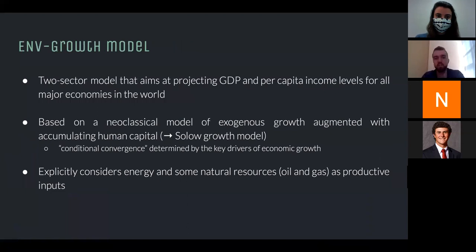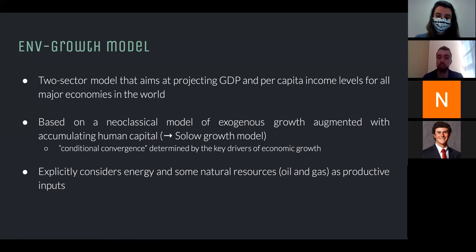Okay, so now we'll talk about the ENV growth model. This growth model is based on OECD methods of economic environmental modeling. So what is it? This is a two-sector model that aims at projecting GDP and per capita income levels for all major economies in the world. So it's around 230 countries. The model is based on the neoclassical model of exogenous growth augmented with accumulated human capital.